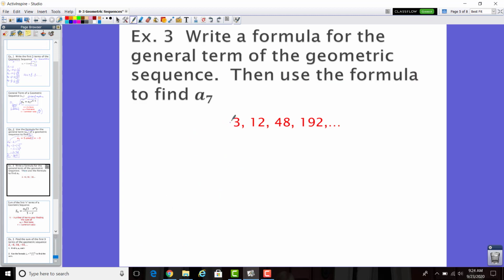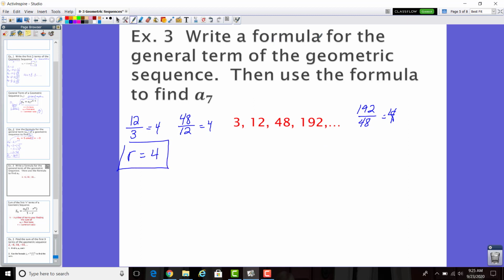Here we have a sequence of 3, 12, 48, and 192. Again, I wouldn't need to tell you that it's geometric because 12 divided by 3 equals 4. 48 divided by 12 also equals 4. 192 divided by 48, that also equals 4. Which means this is a geometric sequence whose common ratio has a value of 4.